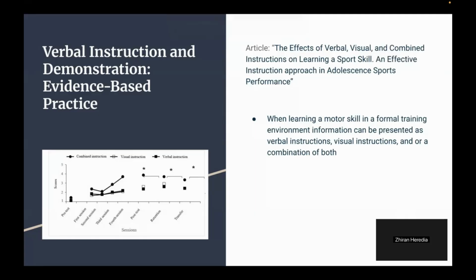Alrighty. So in this portion of the project, we can conclude that when learning a motor skill in a formal training environment, information can be presented as verbal instructions, visual instructions, and or a combination of both. And for our article, we had used the effects of verbal, visual, and combined instructions on learning a sport skill and effective instruction approach in adolescent sports performance.